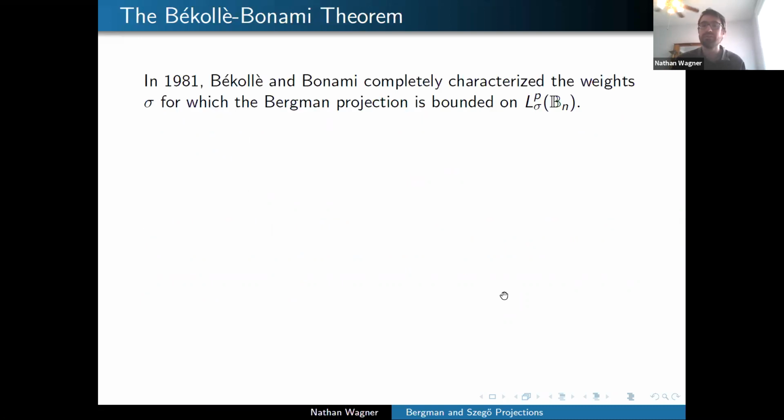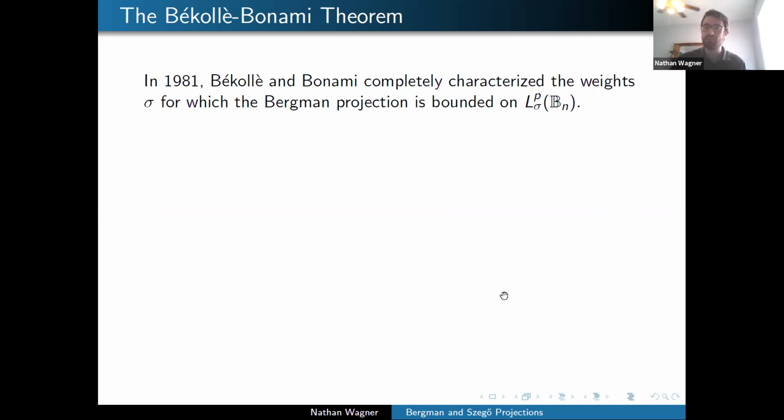Okay, so what does this actually have to do with these operators that we've been looking at? The general moral of the story is that for the Szego projection, the AP class of weights is going to be the right class to study because the Szego projection is like a regular singular integral. But the Bergman projection is a little different. It can be viewed as a singular integral, but the singularity of the kernel isn't inside the domain, it's on the boundary. And so what does this mean?